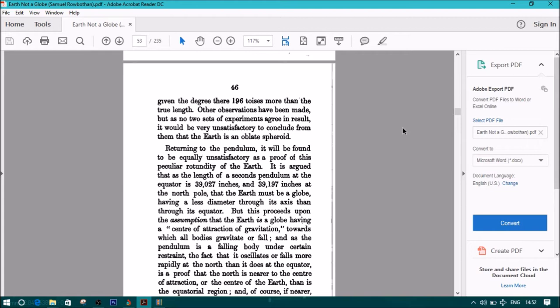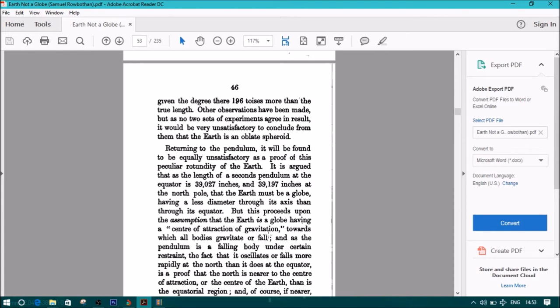Returning to the pendulum, it will be found to be equally unsatisfactory as proof of this peculiar rotundity of the Earth. It is argued that as the length of a second's pendulum at the equator is 39.027 inches and 39.197 inches at the North Pole, the Earth must be a globe having a less diameter through its axis than through its equator. But this proceeds upon the assumption that the Earth is a globe having a center of attraction of gravitation towards which all bodies gravitate or fall.